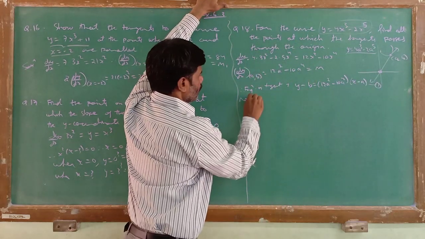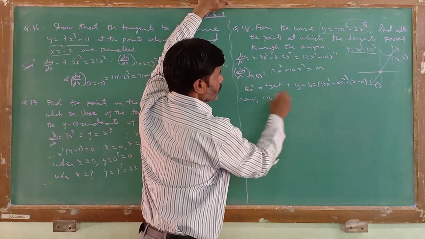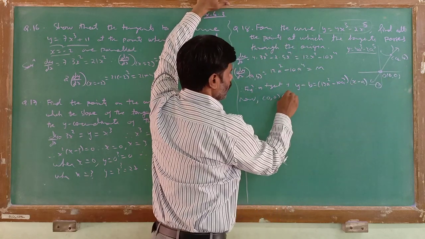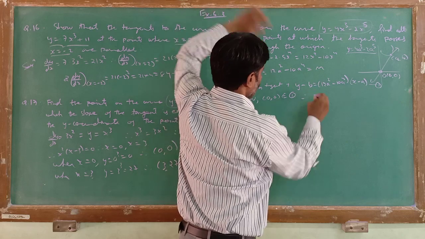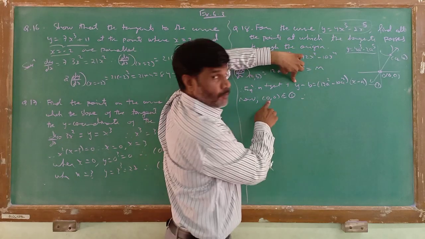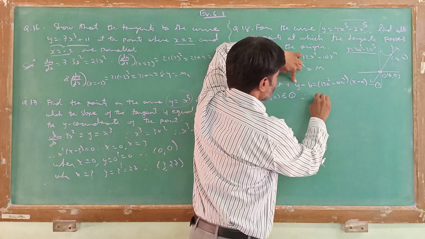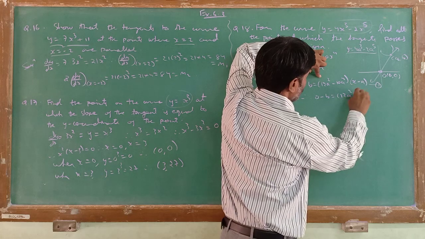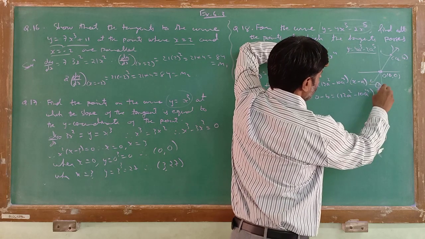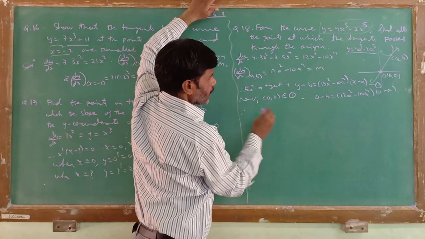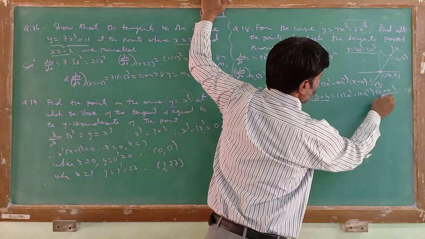Now see, this line is passing through (0, 0) also. Now (0, 0) belongs to 1. So therefore wherever you see x, there you put 0, and wherever you see y, there you also put 0, because the point will satisfy the equation. 0 minus b is equal to 12a square minus 10a raised to 4 into 0 minus a. Therefore I will get minus b is equal to minus a into this.